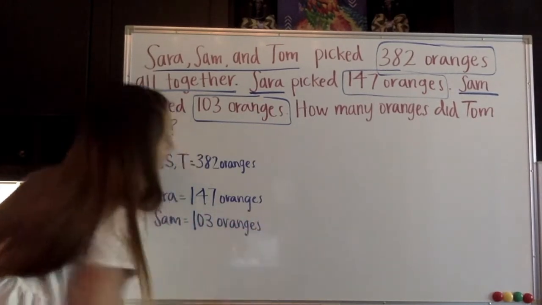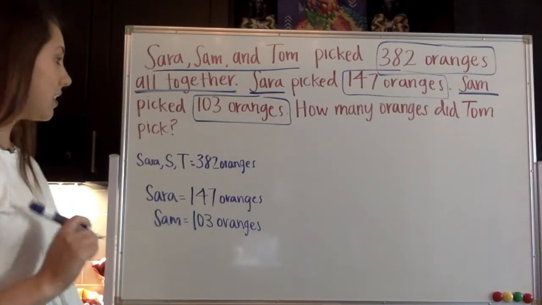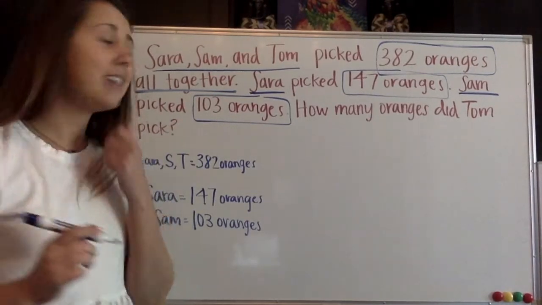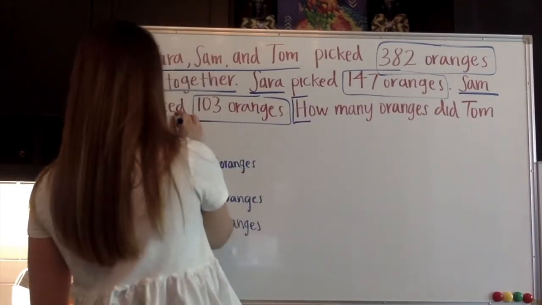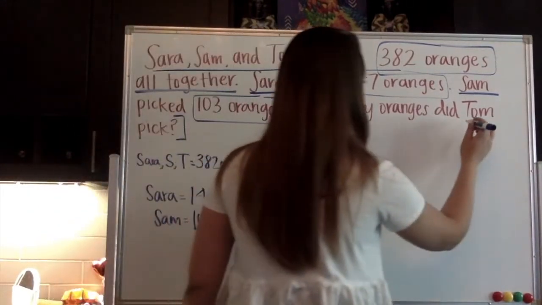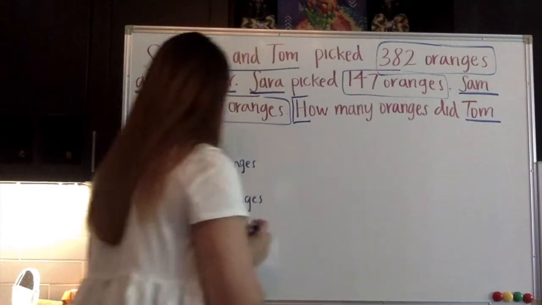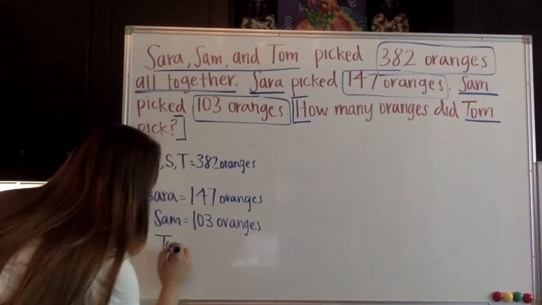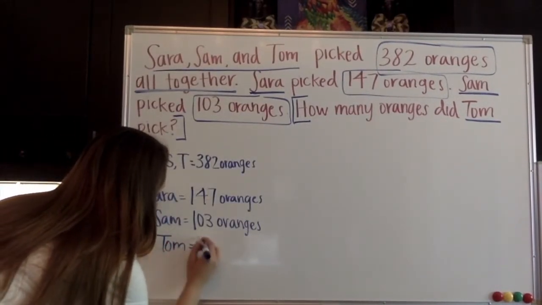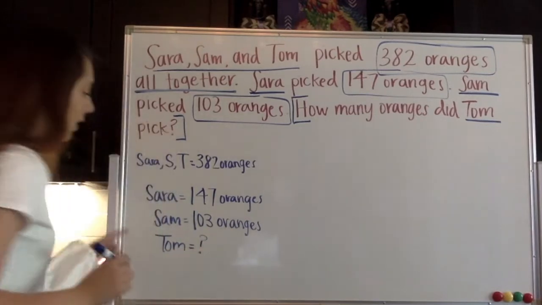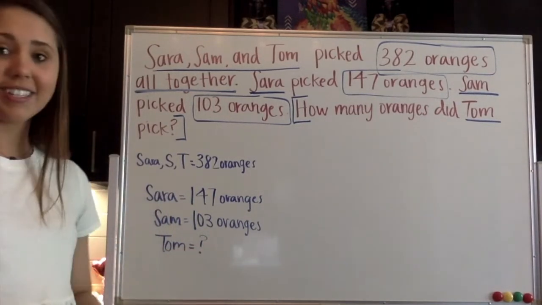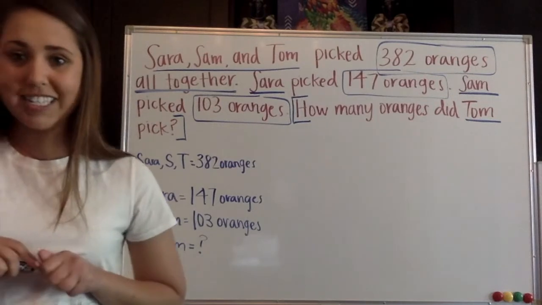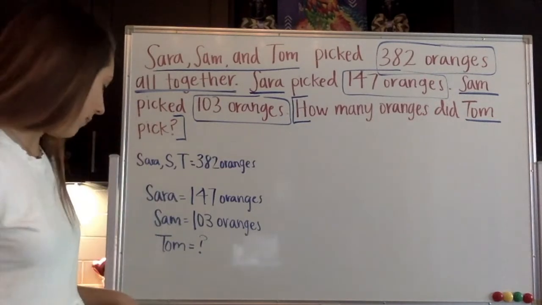oranges. And our question wants to know, how many oranges did Tom pick? We're focusing on Tom now. Because we know how many they picked all together. We know how many Sarah picked. We know how many Sam picked. And we just need to know how many Tom picked. So that's where we're going to use our strip diagram.